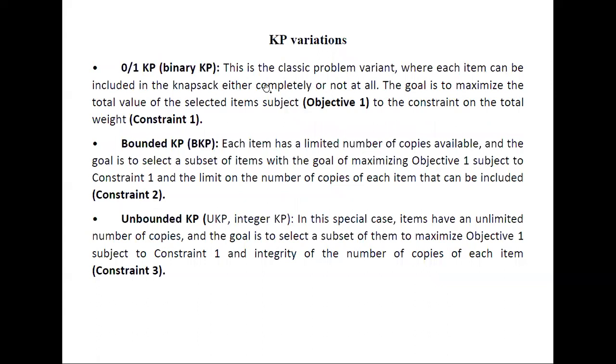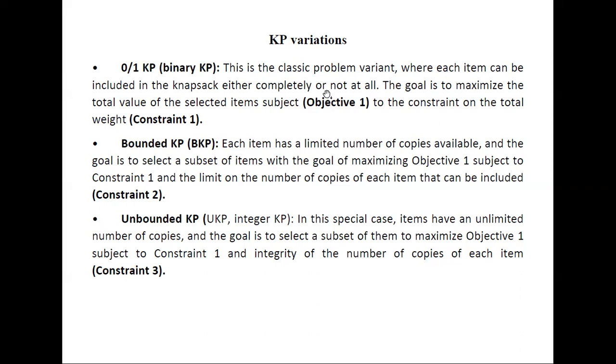There are many variations of knapsack problems. I listed only three of them, which we use. First is the binary knapsack problem, the 0-1 problem, which is the classical variant where each item can be included in the knapsack completely or not at all. The objective, objective one, is the maximization of the total value of the selected items, and there is a constraint on the total weight of the knapsack, constraint one.